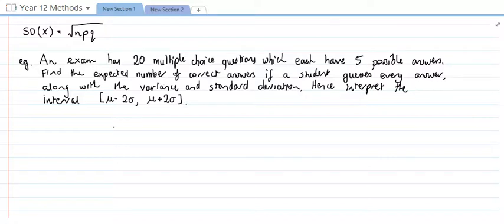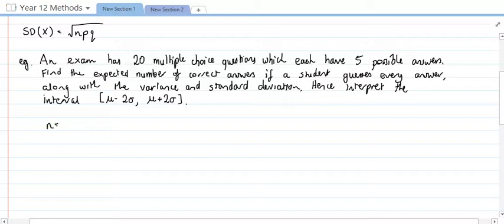So the first thing I'm going to do is write down what I know. I know that n is equal to 20 because there are 20 questions. I also know that p, in this case, is going to be 1/5 because there are 5 possible answers. So the chance of guessing the answer correctly is just going to be 1/5. And q is the probability of guessing it incorrectly, which would be 4/5.